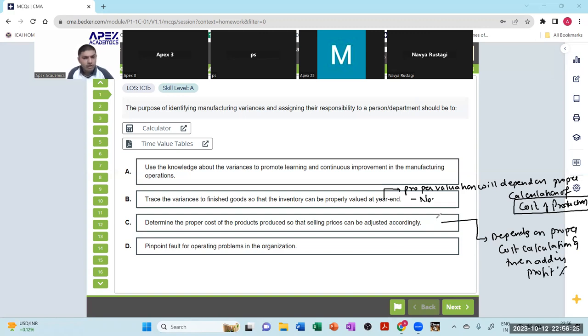Pinpoint fault for operating problems in the organization. Well, you don't need variances for that. You can do internal controls also. See, operating problems can be detected with effective internal controls as well. Agreed or disagreed? You tell me. Agree. Variance is not compulsory for that.